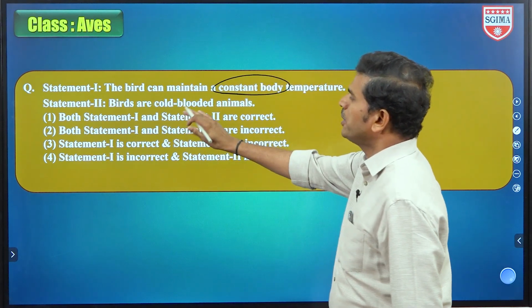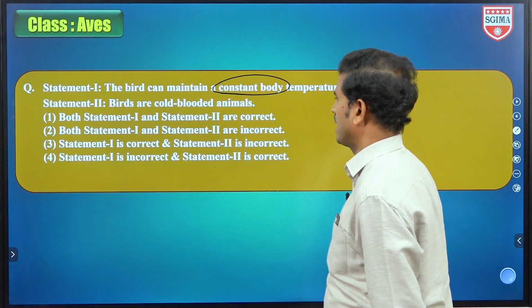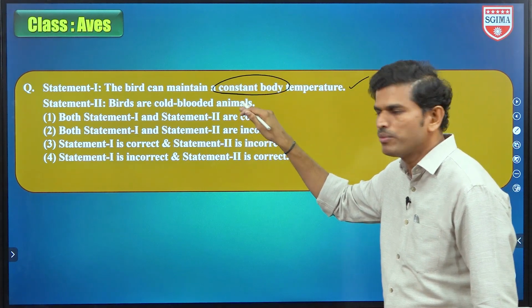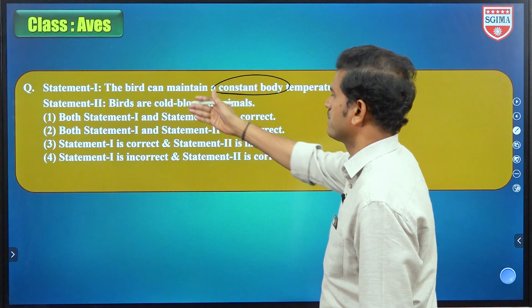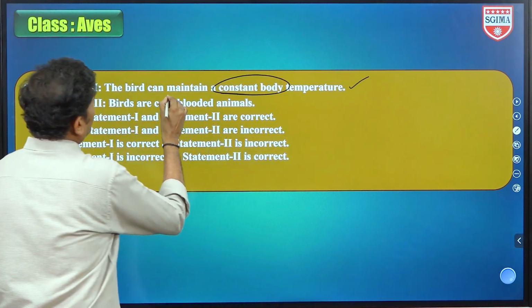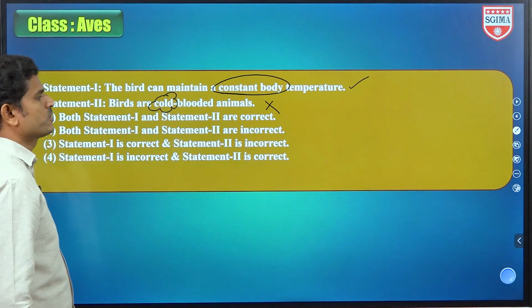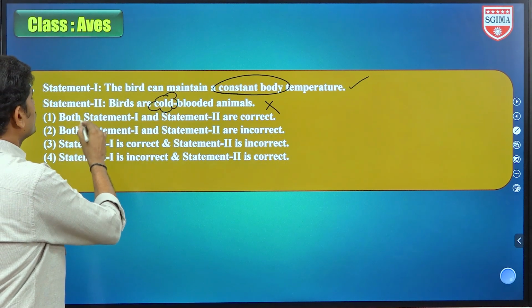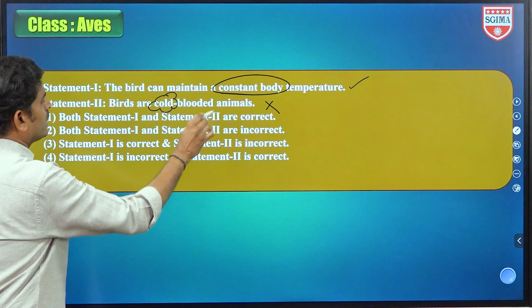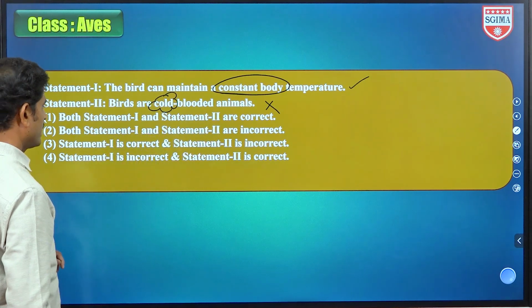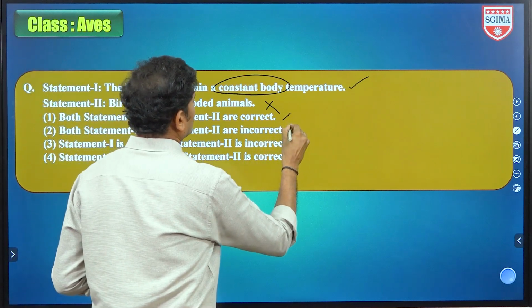Next one, statement 2, birds are cold-blooded organisms. Birds maintain a constant body temperature. That's why they are called homeothermic, that is a warm-blooded organism. But here they mention cold-blooded organisms. This statement is wrong. So both statements 1 and 2 are correct, not so. Both statement 1 and 2 are incorrect, not so. So these two are wrong.